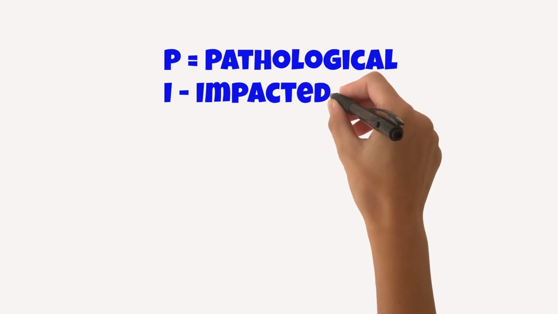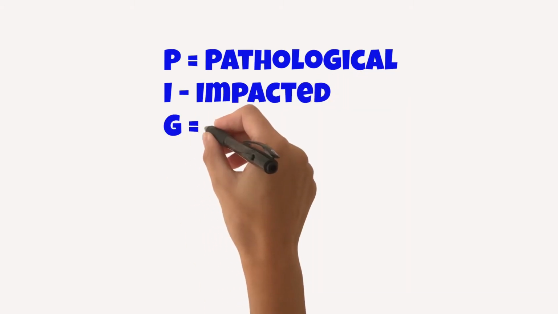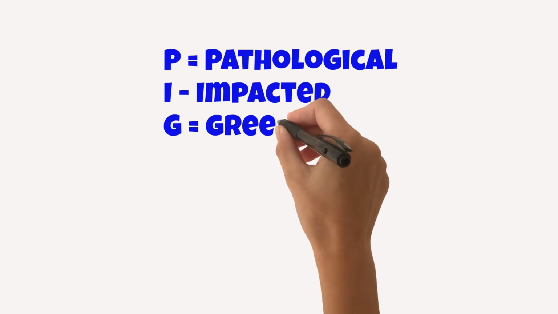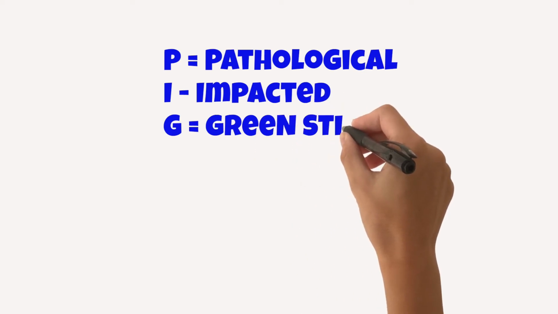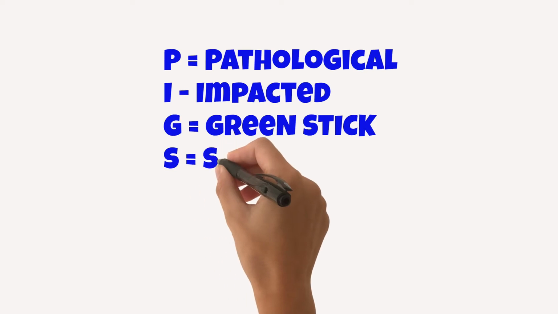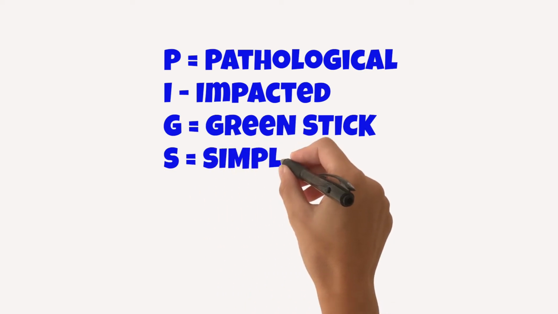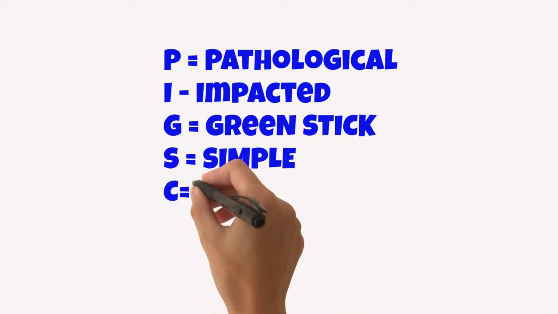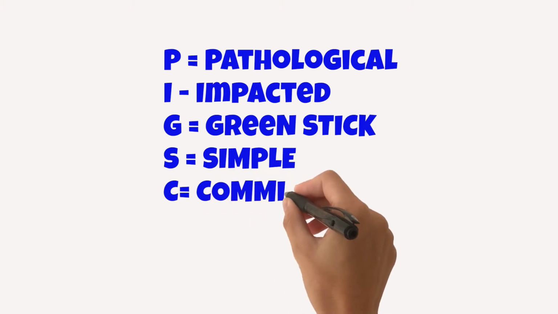A greenstick fracture occurs when a bone bends and cracks instead of breaking completely into separate pieces. The fracture looks similar to what happens when you try to break a small green branch on a tree. A fracture is called a simple or closed fracture when the overlying skin is not broken and the bone is not exposed to the air.